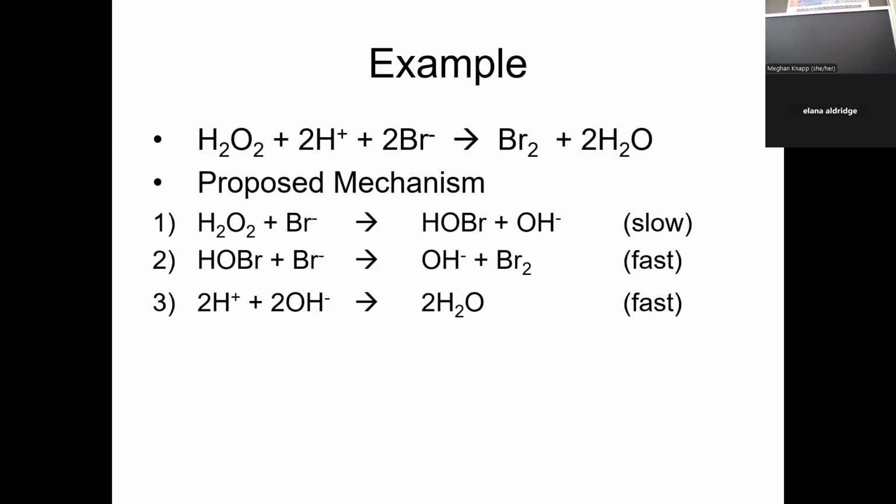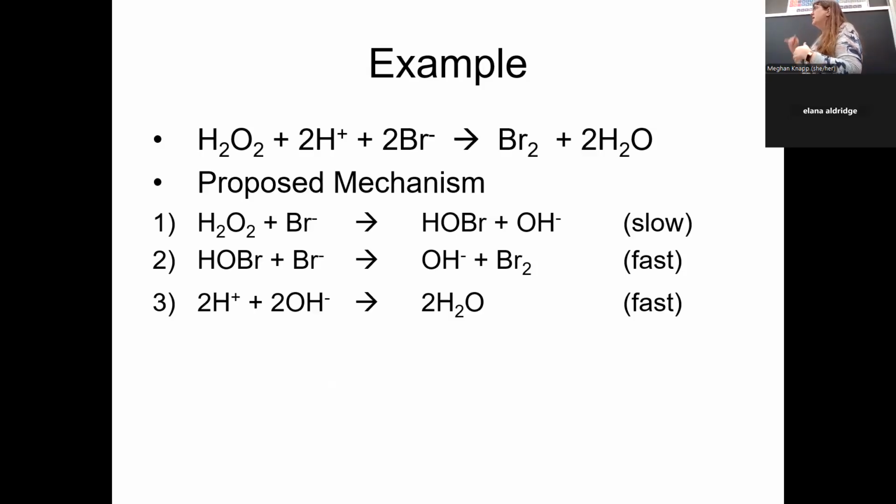Okay, so remember with a mechanism, what we're doing is we're showing the steps of the reaction. The elementary steps show the molecules that are actually running into each other. So by step one, saying H2O2 plus Br minus, what we're saying is that Br minus collides with H2O2. So we can say that that step is second order, because in order for those things to collide, you have to have the H2O2 and you have to have the Br minus. If you don't have enough of them, then the reaction slows down.